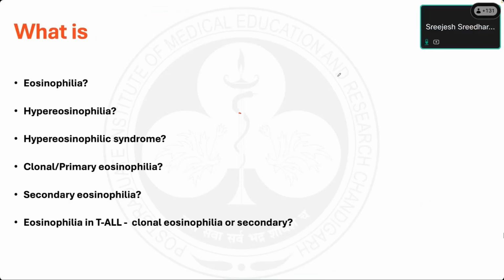What is the cutoff for eosinophilia? It is 500 per microliter. More than 10%, we usually use a cutoff of more than 500 per microliter. What about hypereosinophilia? Eosinophil count more than 1500 per microliter.